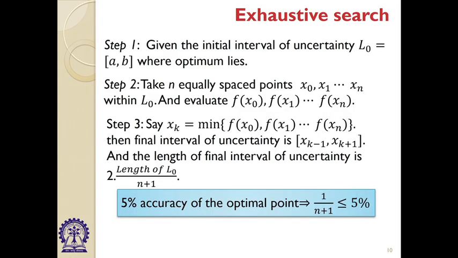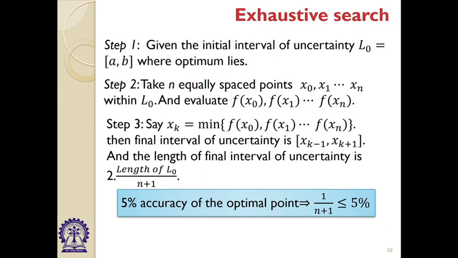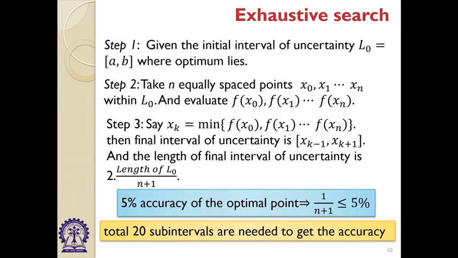And even the beauty of this methodology is that if I want the approximation to be within 5% of the accurate value, I do not know what the accurate value is, but if I want 5% accuracy, it is very much dependent on n, because 5% accuracy gives you this inequality, 1 by n plus 1 must be lesser than 5%. From there we could guess that the value of n must be more than 20. That is why for getting the 5% accuracy, we should have 20 subintervals.